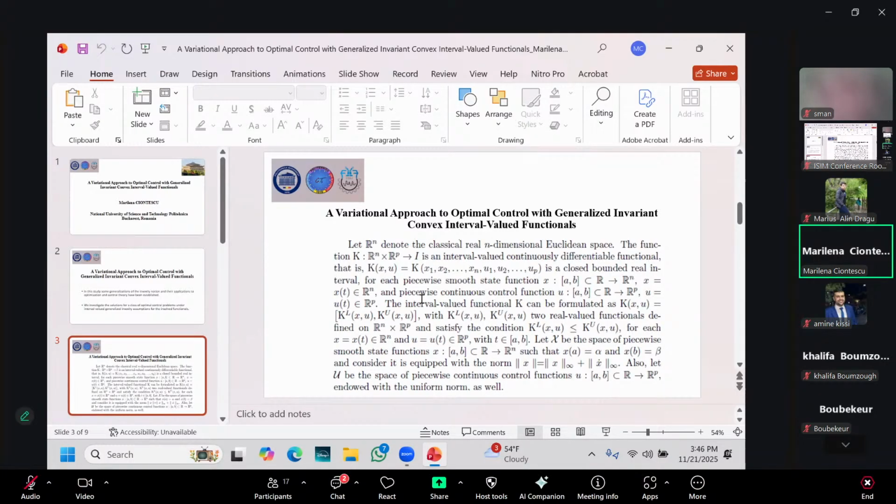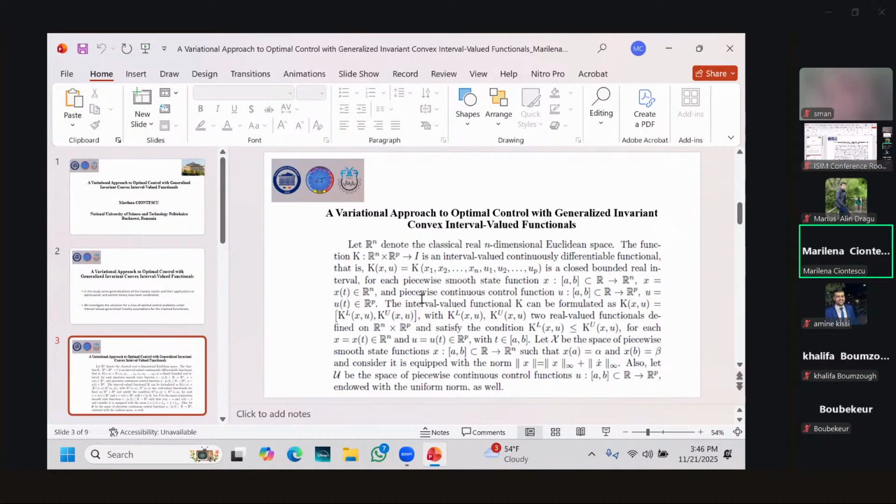The interval valued functional K is formulated as what is written here. We say it is an interval valued continuously differentiable functional if it satisfies the condition KL is less than or equal to KU. We denote with X the space of piecewise smooth state functions, and also we denote with U the space of piecewise continuous control functions, both equipped with the uniform norm.